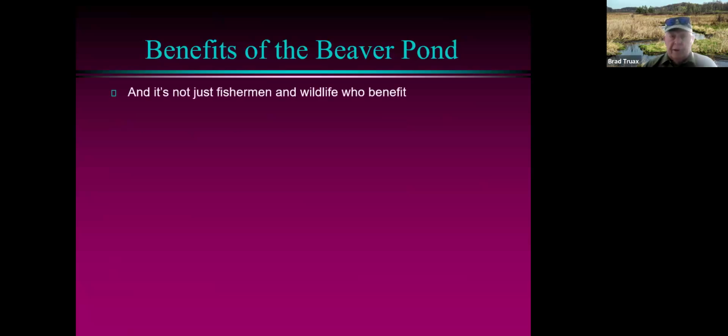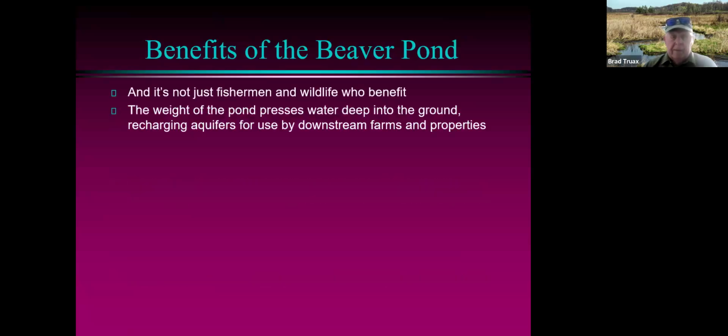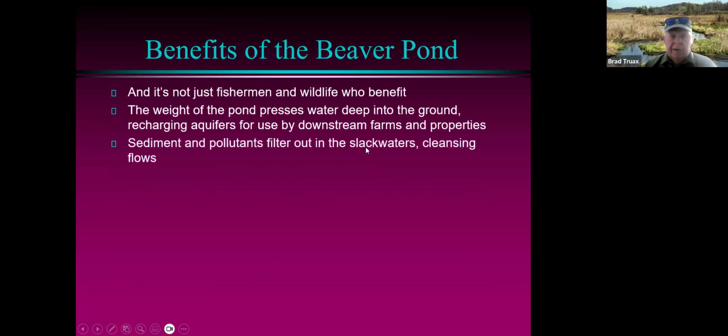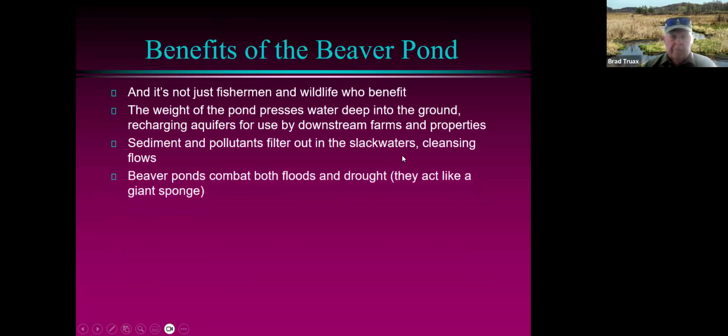And it's not just fishermen and wildlife who benefit. This is a very interesting fact. The weight of the water in a beaver pond presses the water deep into the ground, and that recharges the aquifers. And ultimately, those aquifers are used for drinking water, farm irrigation, and so on. And the sediment and pollutants that are filtered out in the slack waters actually clean the water. And beaver ponds, again, combat both floods and drought. Again, they act like a giant sponge.